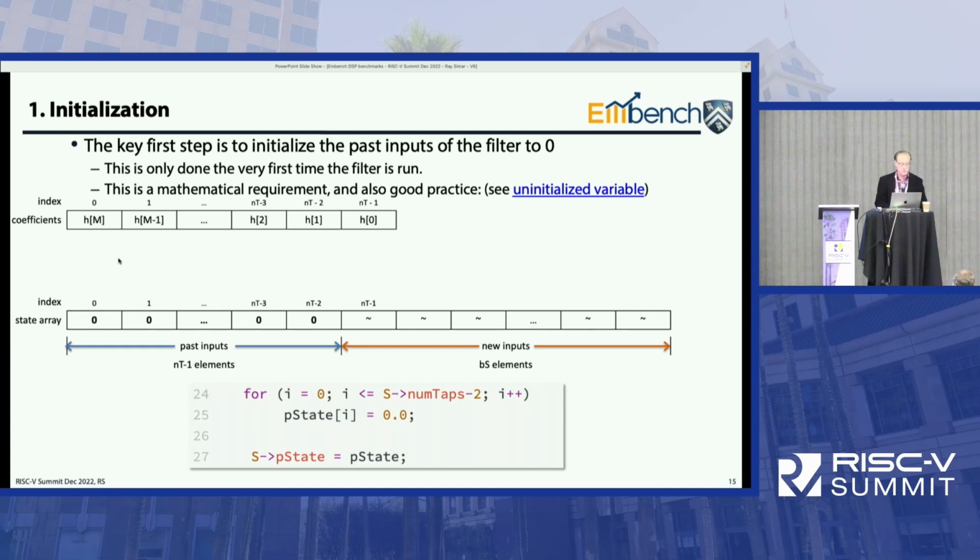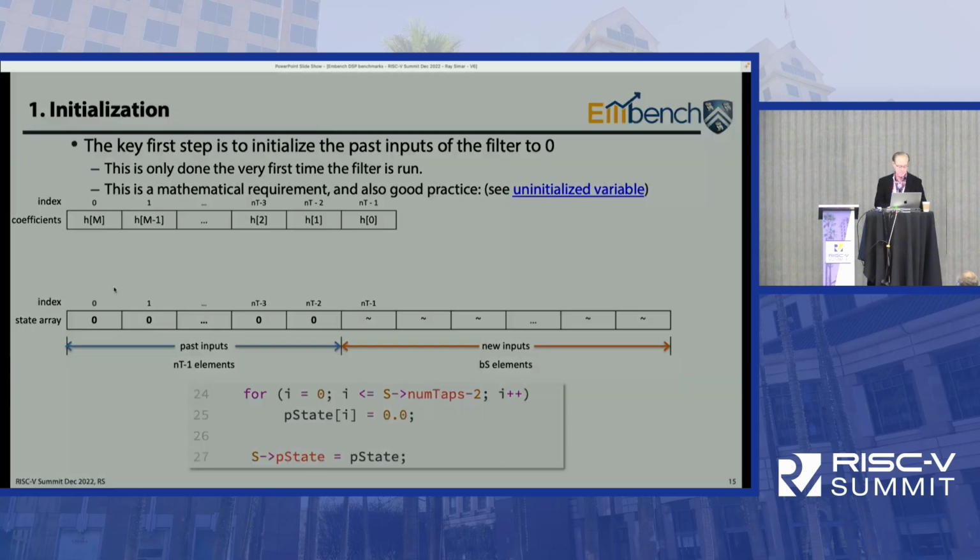What you have to do is initialize the past state to 0, okay? This is actually for all filters mathematically, but especially the infinite impulse response ones in general, it's a mathematical requirement. It's also good practice. It's a variation on the uninitialized variable problem, okay? If you don't initialize these, you will not be able to guarantee what result you're going to get out.